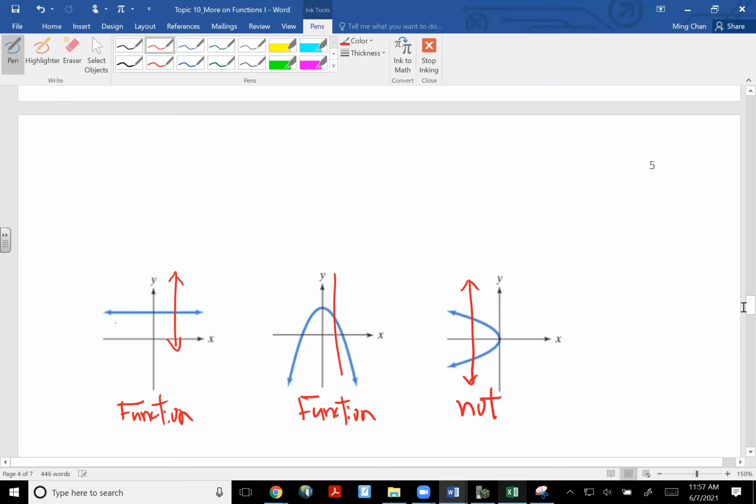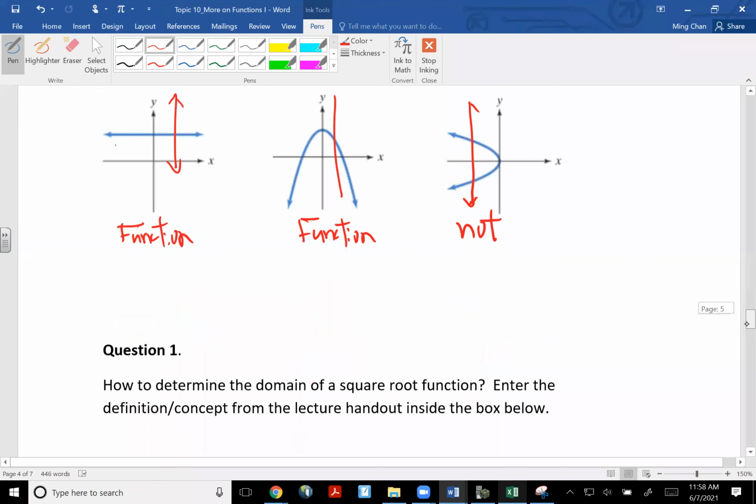Not a function means y is not defined as f of x. You cannot use y as equal to f of x. Y does not define the function of x.